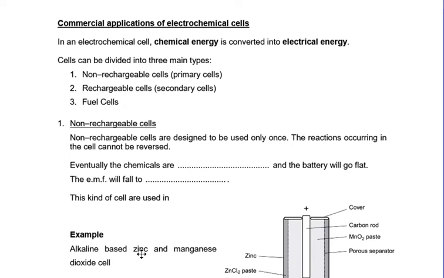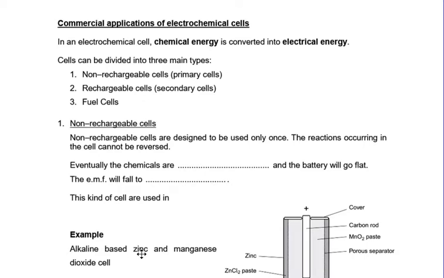What we're going to do now, now that we've looked at how cells are formed and how much energy they might produce, is look at the applications of that in your life. So what are the applications of these electrochemical cells? Remembering that the chemical energy inside the cell is being converted to electrical energy, there are three types.